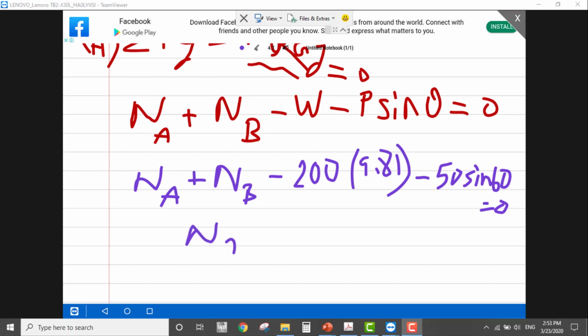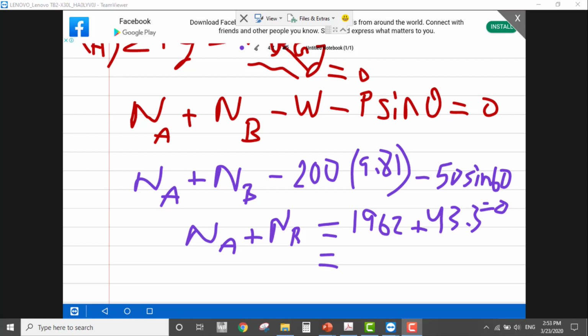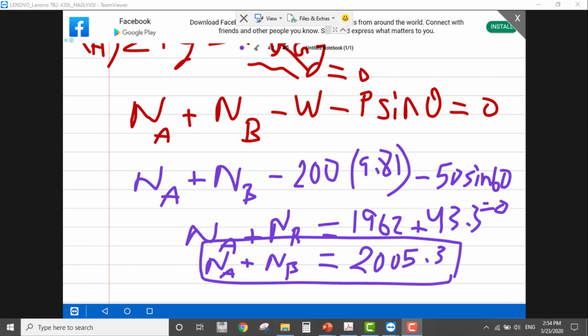From this equation, NA plus NB equals, first term equal to 1962 plus 43.3, and the answer is 2005.3. This is NA plus NB, and let us name this equation as equation 1.